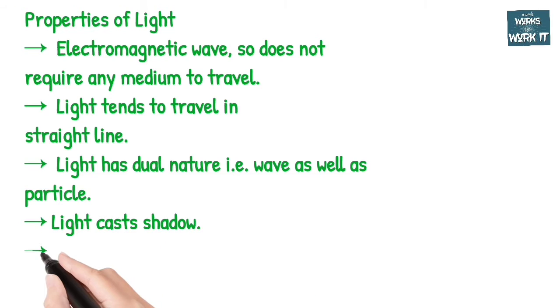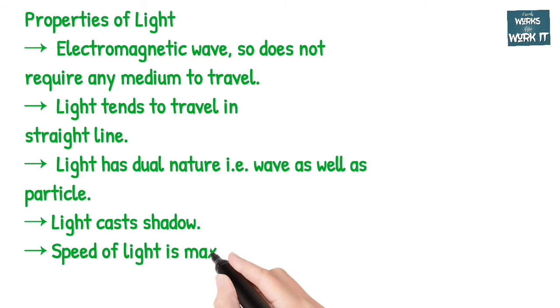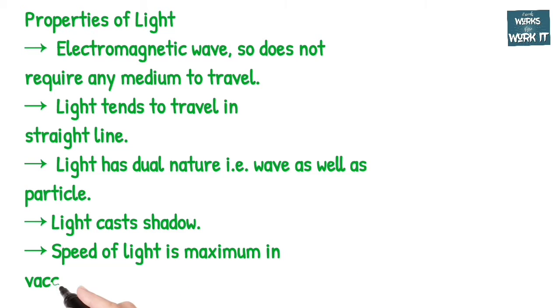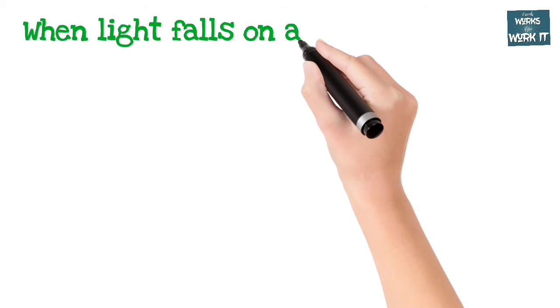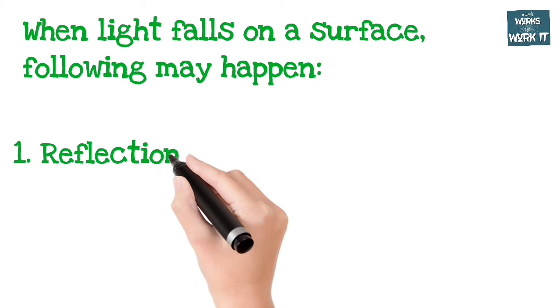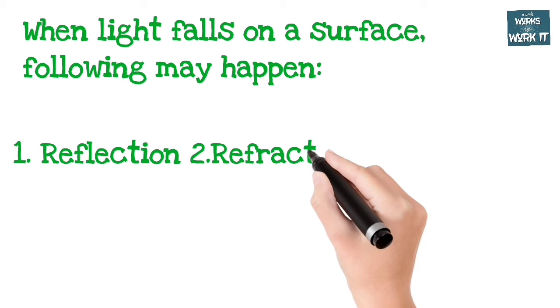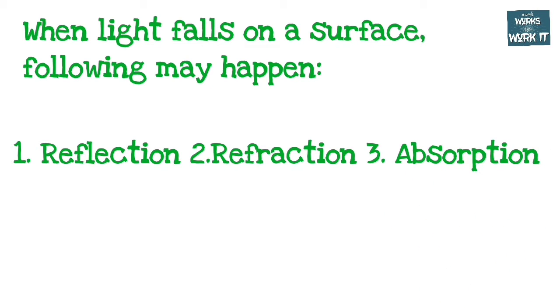Light casts shadows and speed of light is maximum in vacuum. Its value is 3 into 10 to the power 8 meter per second. When light falls on a surface, the following may happen. Number 1, reflection. Number 2, refraction. And number 3 is absorption.